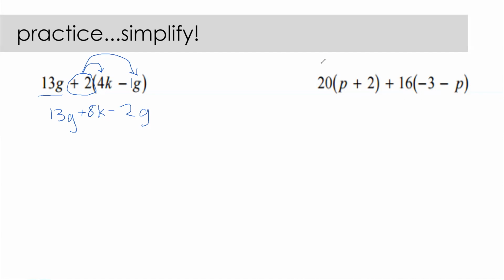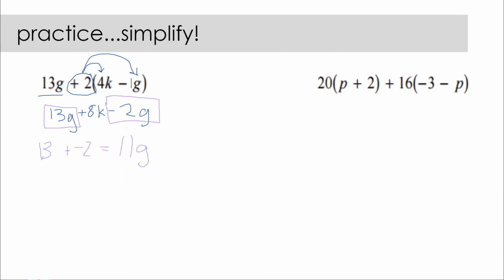Now we have to combine our like terms. So I see variables g and k, and I see 2 numbers that have a g. So remember to grab the sign that's out front. So I'm looking at 13g, and then minus 2g. When I'm doing this, I'm going to ignore my variables. So I'm going to get rid of them so I can look at the actual problem. We have 13 plus negative 2, which I know is going to give me 11. And we keep our variable of g.